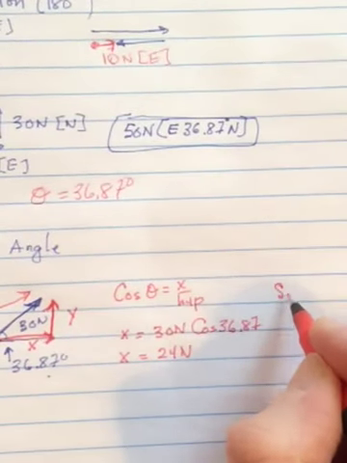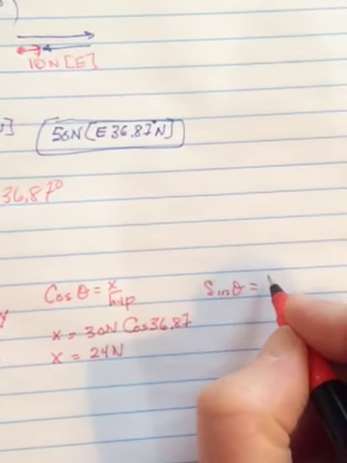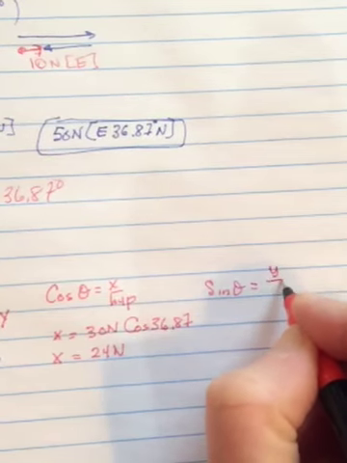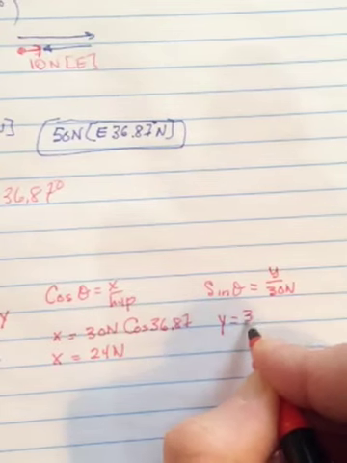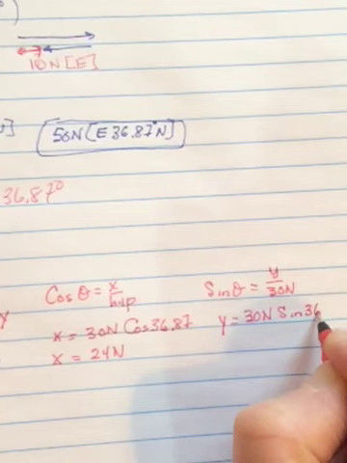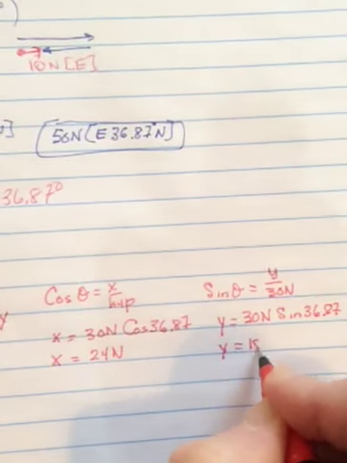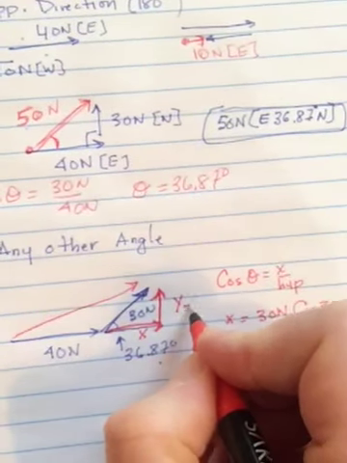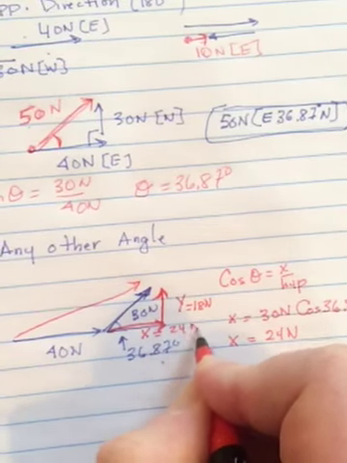The y will just be sine theta. And it will be equal to the y over the 30 newtons. And so y will be equal to 30 newtons times the sine of 36.87. That's 0.6, so I think that's 18 newtons. Okay, so if we go back here, then this is 18 newtons, and this is 24 newtons.